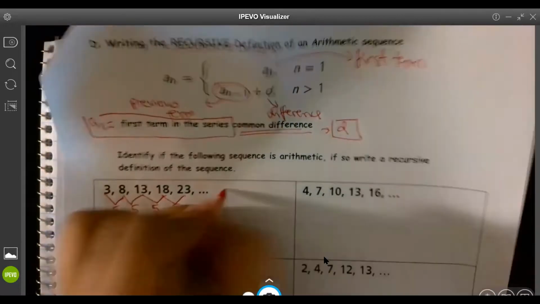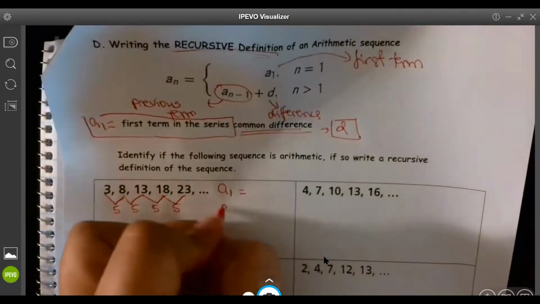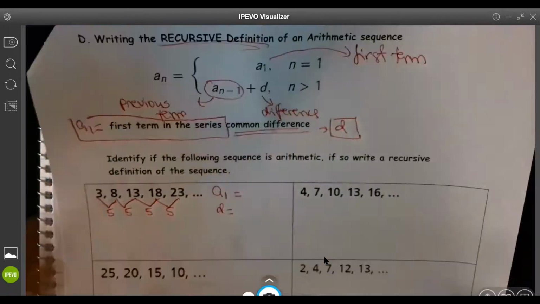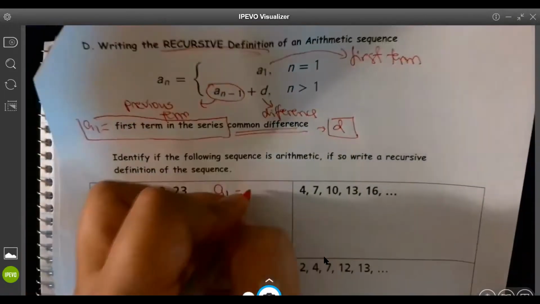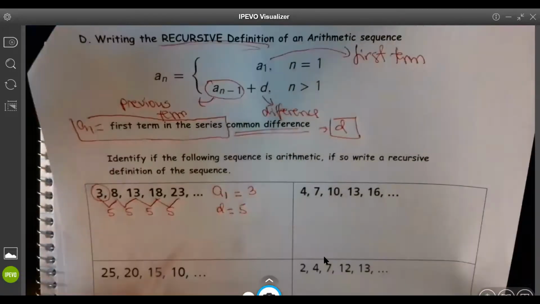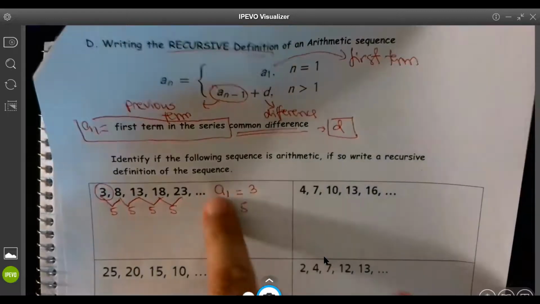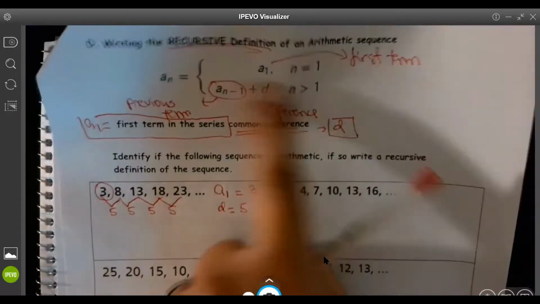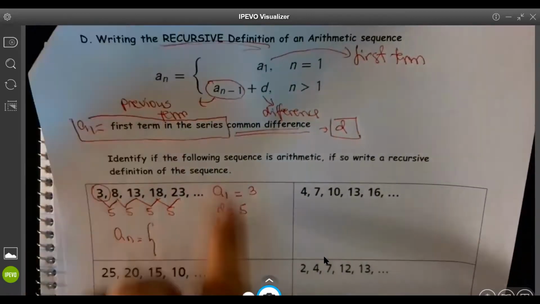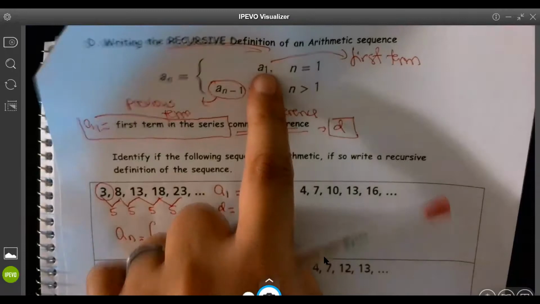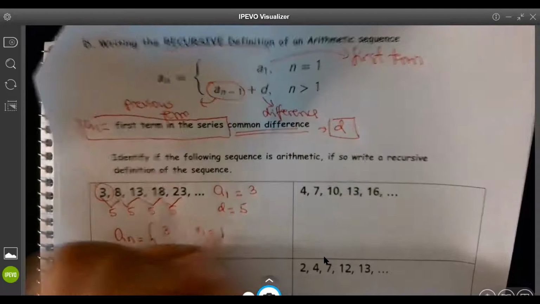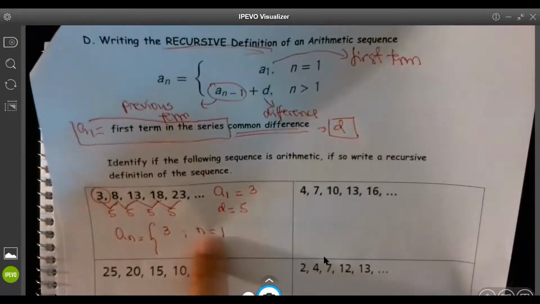Now we have to identify what is our A1 and our D. Our A1 is the first term. The first term is, of course, 3. And the common difference is 5. So now you just plug in this A1 and D in this formula here. So this will be A sub n is equal to A sub 1. What is A sub 1? 3, if n is equal to 1, meaning the first term is 3.